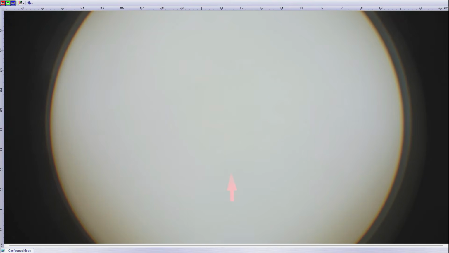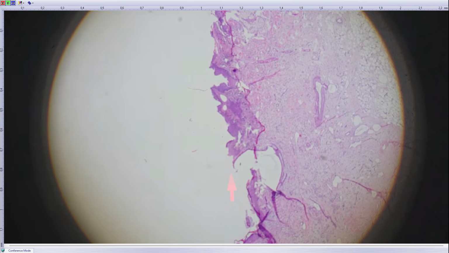This is... I'm going to show the biopsy I got right now on my microscope today. It is a lesion from the parietal region.